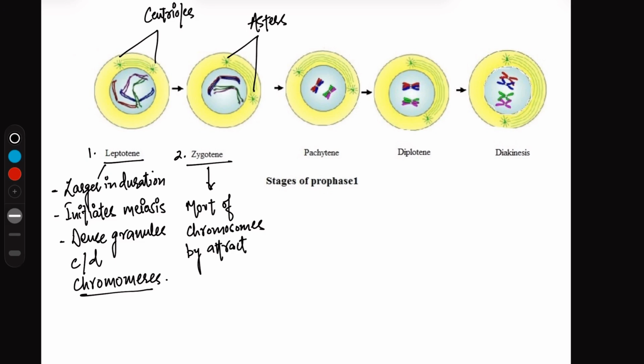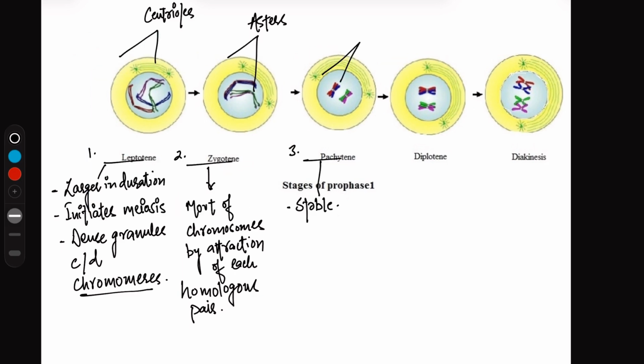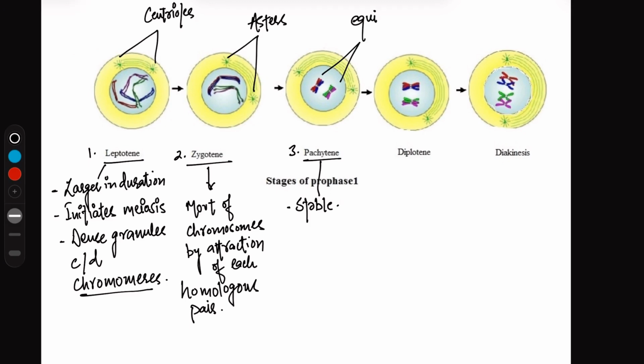Second is the zygotene stage, which has asters. In this stage, it commences with movement of chromosomes, which is brought about by attraction between chromosomes of each homologous pair. Chromosomes here are in pairs. Because they are the same, they are termed homologous pairs and they are attracted to each other. So they approach each other and become intimately associated to form a bivalent.